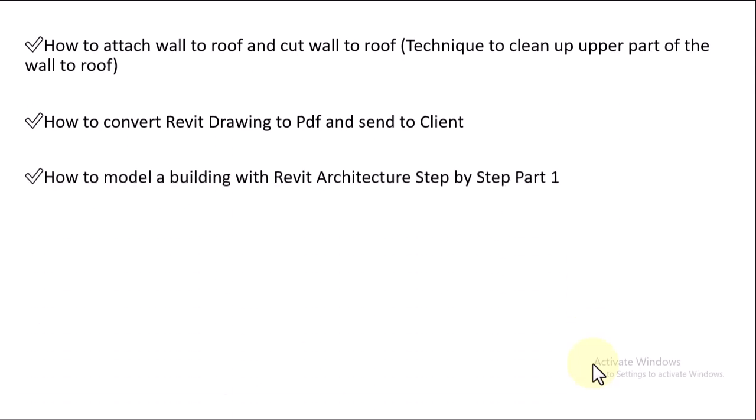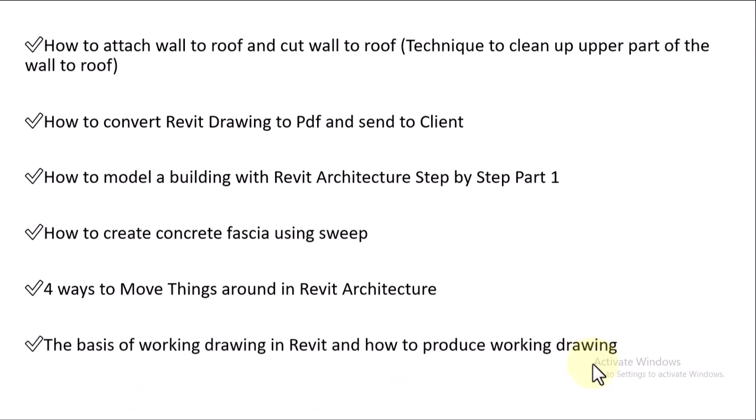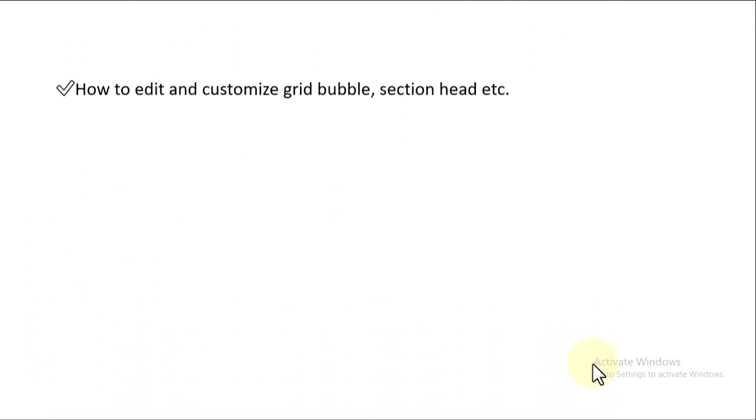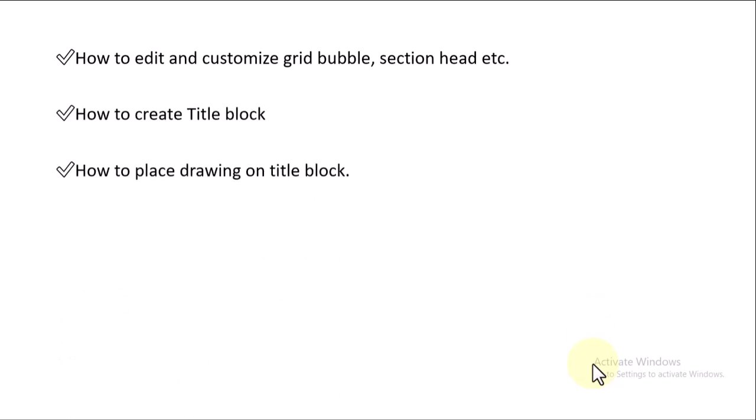You are going to learn how to model a building with Revit Architecture step by step, part 1. You are going to learn how to create concrete fascia using sweep. You are going to learn 4 ways you can move things around in Revit. And there are so many things you are going to learn here. You are going to learn how to edit and customize grid bubbles, section heads, etc. You are going to learn how to create a title block. You will learn how to place drawings on a title block.